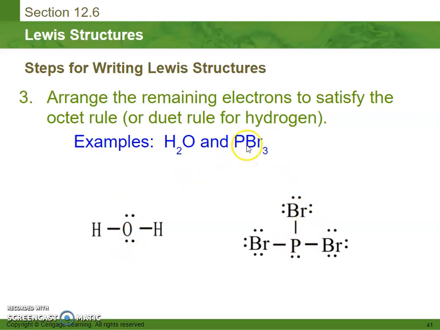All right, here we have PBr3. We do the exact same thing. We figure out how many electrons we have and how many are being shared among our atoms, and then we put our lone pairs around the remaining atoms.